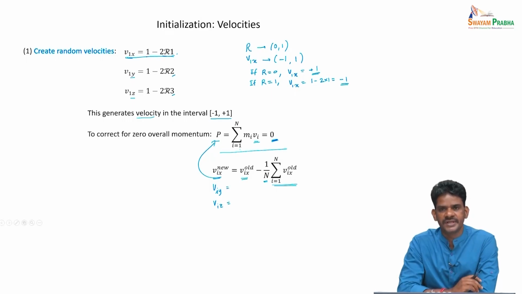So, this approach basically assigns velocities in the range minus 1 to plus 1 to start with, and then we correct these velocities so as to ensure the linear momentum is 0 at t equal to 0. And we already noted that the MD simulation with periodic boxes conserves linear momentum throughout the simulation.